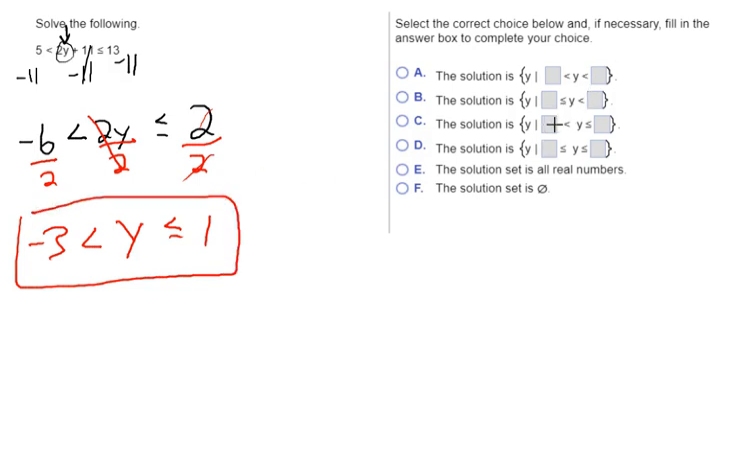Looking over here at our options, we want to choose option C, right? Has the less than symbol first, the less than or equal to symbol second, so it's this one here. So negative 3 in this box, 1 in this box.